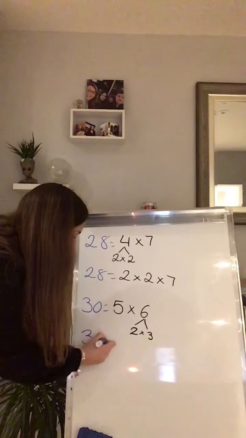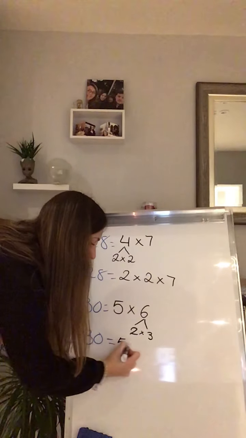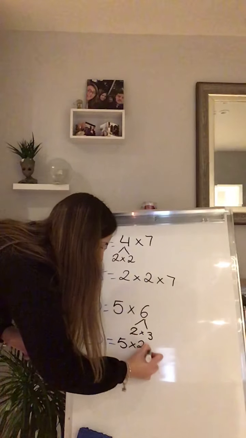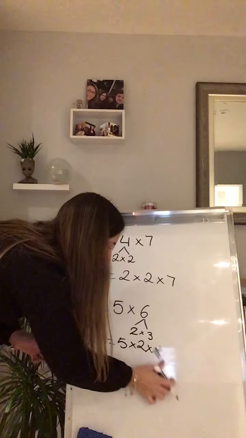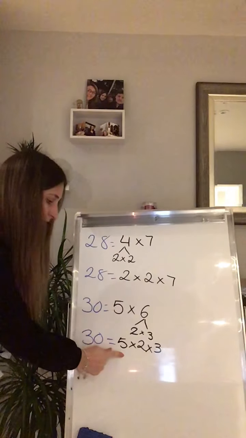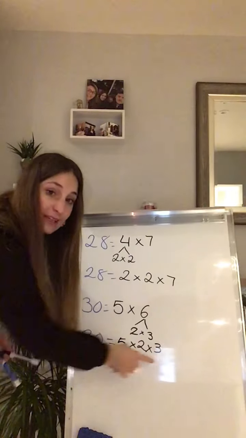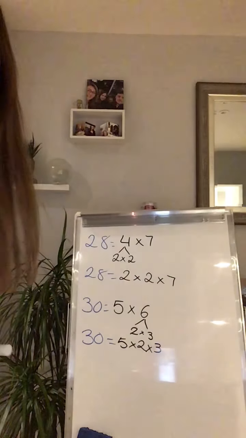It will look as 30 equals 5, and I cannot use my 6, so I'm using instead 2 times 3, which equals 6. 5 times 2 is 10. 10 times 3 is 30. Well done, well done, well done.